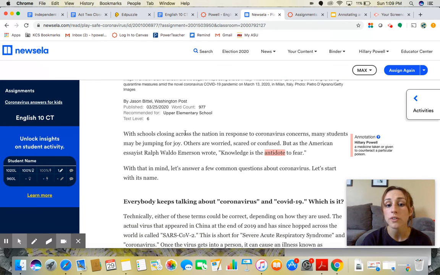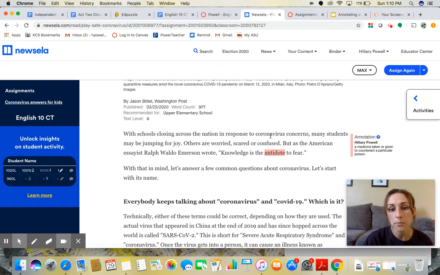With the schools closing across the nation in response to coronavirus concerns, many students may be jumping for joy. Others are worried, scared, or confused. But as the American essayist Ralph Waldo Emerson wrote, knowledge is the antidote to fear. Now, some of you may not know what the word antidote means. And so what you're going to want to do is highlight it.